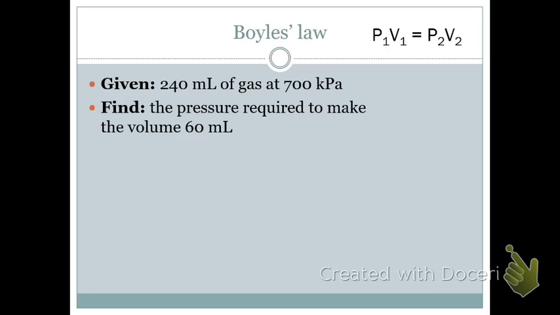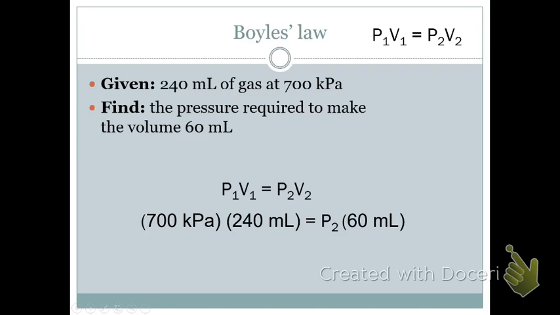240 milliliters of gas at 700 kilopascals. This time I need to find the pressure required to make the volume 60 milliliters. My V1 is 240 milliliters. My P1 is 700 kilopascals. My pressure in the second condition I do not know, so that's what I'm going to find. But my V2, my volume in the second condition, I do know. Again, we're going to plug and chug it into the formula.